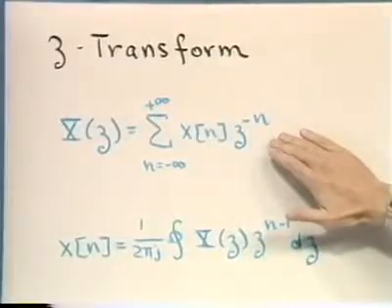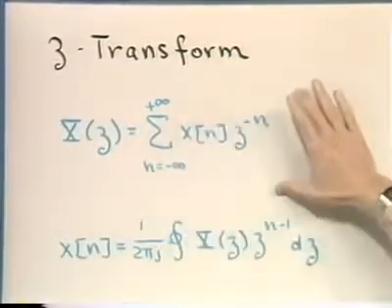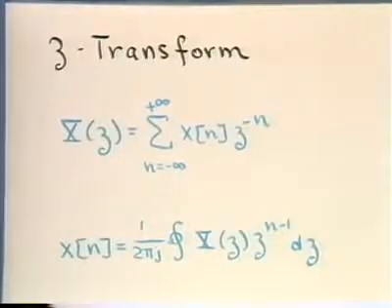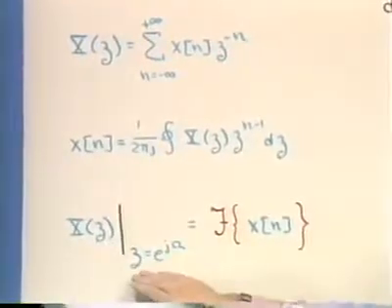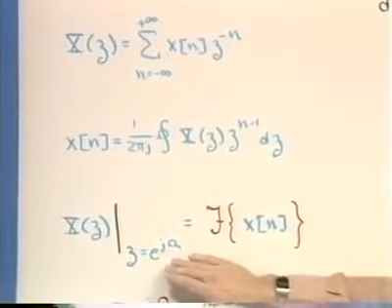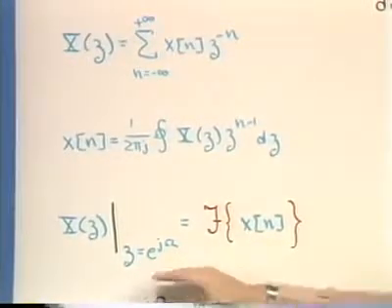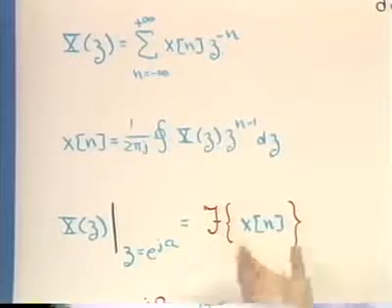But we focused in particular on the relationship between the Z-transform and the Fourier transform, pointing out, first of all, that the Z-transform, when we choose the magnitude of z equal to 1, so z of the form e to the j omega, simply reduces to the Fourier transform of the sequence.